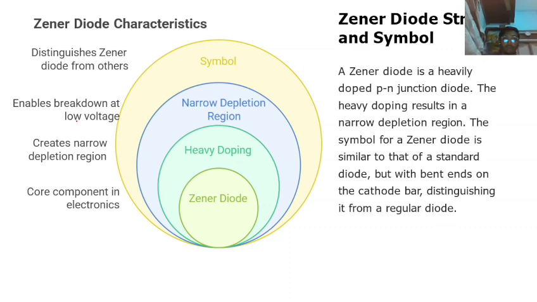Zener diode characteristics: enable breakdown at low voltages, narrow depletion region. In a Zener diode, the narrow depletion region enables the low voltage and creates breakdown. Heavy doping creates the narrow depletion region in the Zener diode.